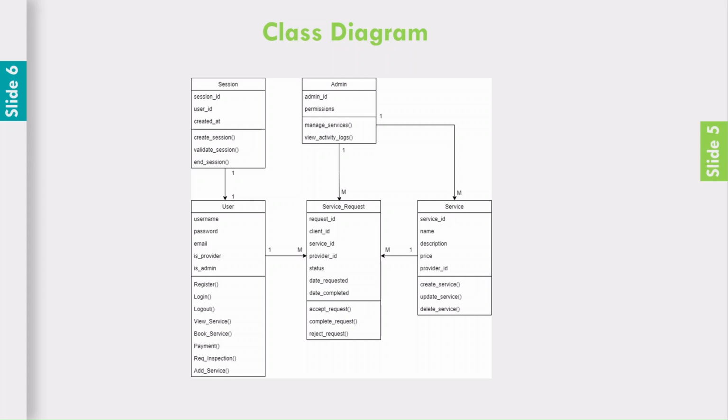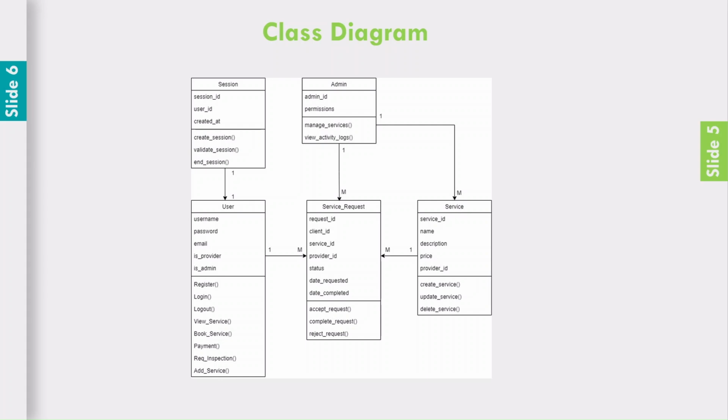So this is a one-to-one relationship between the user and the session, and there are a few functions like register, login, logout, view service, book service, payment, and request for inspection. Whenever a user requests a service, it goes to service request, and a service request ID is generated, and along with that other details are also kept, including the provider ID and the date requested, etc., as per the class diagram.